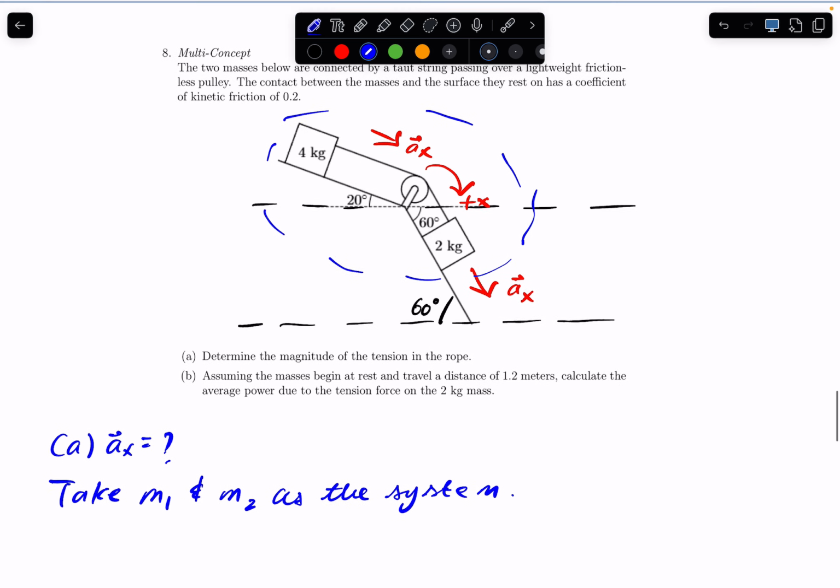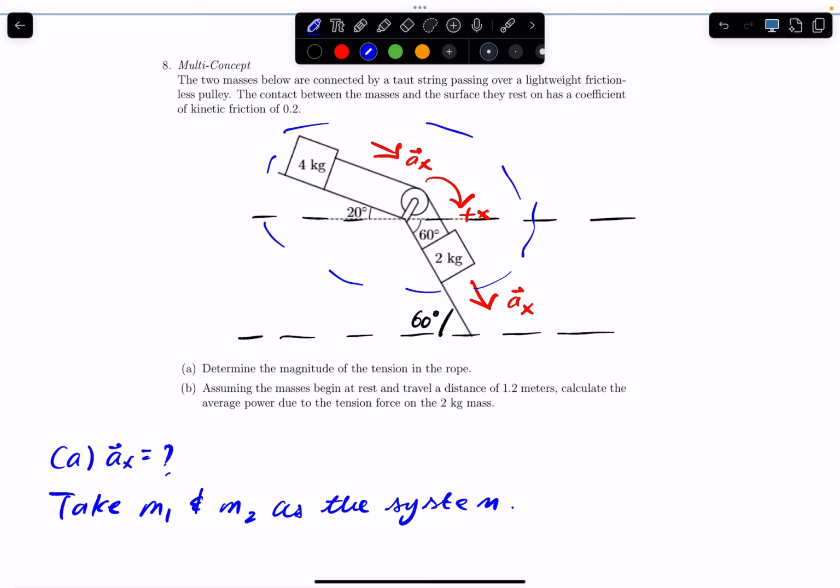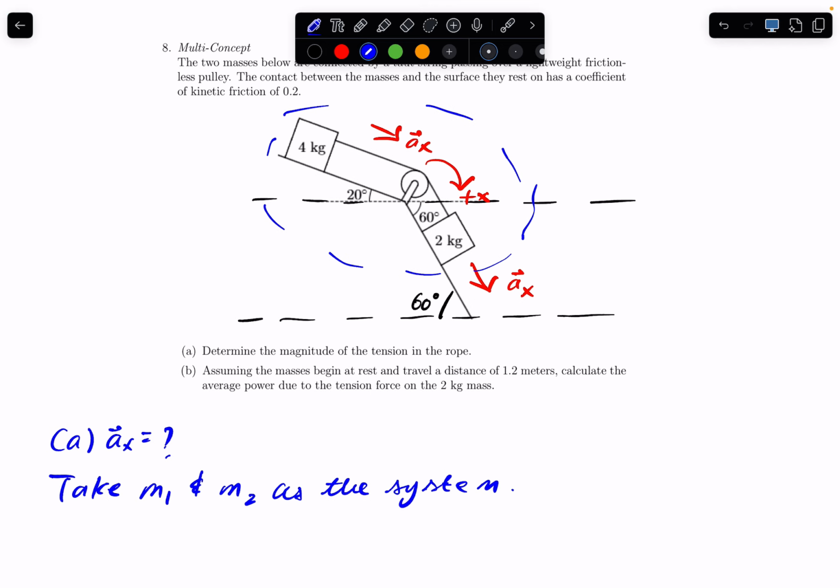All right. So let's think. What's the one force that cancels out here? What's the action-reaction pair? The tension, right? Because as the 2 kilogram block pulls down on the 4 kilogram block using tension, the 4 kilogram block pulls back up on the 2 kilogram block, right?